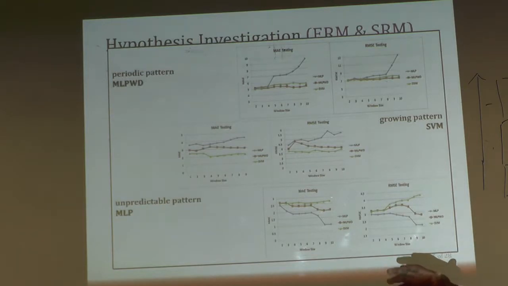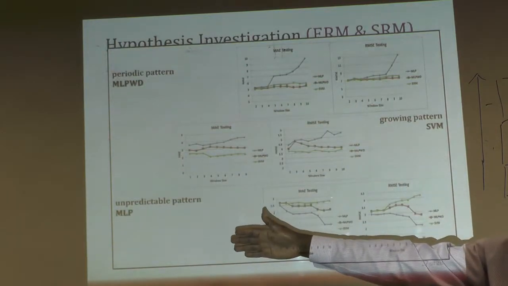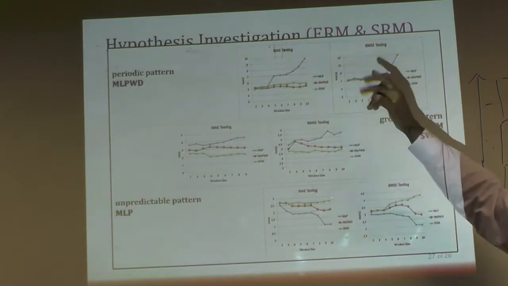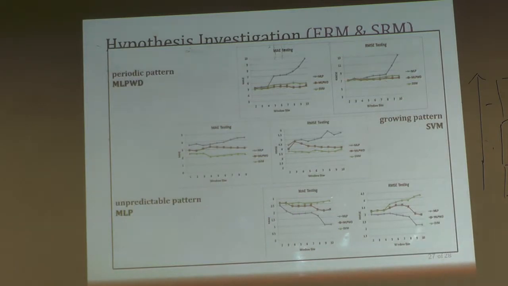Now, you want to ask yourself the question: MLP, one is with weight decay, the other one is without weight decay. Why is it that it performs better for periodic and not this? The reason is simple. Adding weight decay to MLP mimics structural risk minimization. Support vector machine is based on structural risk minimization. MLP is not. But when you add weight decay to MLP, it's as if it's doing structural risk minimization. That's just the plain English. That's why MLP performs better here.